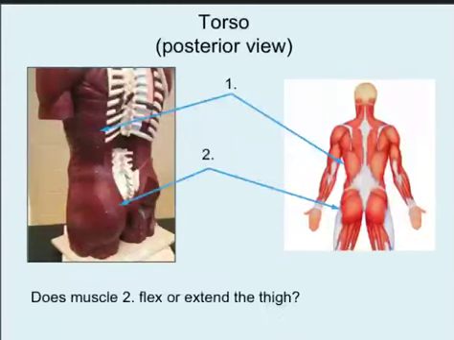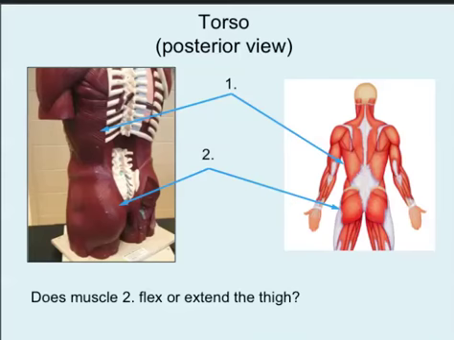Does muscle number 2 flex or extend the thigh? What is muscle number 2? Muscle number 2 is the gluteus maximus, and it extends the thigh. It's a major muscle used in walking. It's one of the reasons that man is bipedal, one of several reasons.